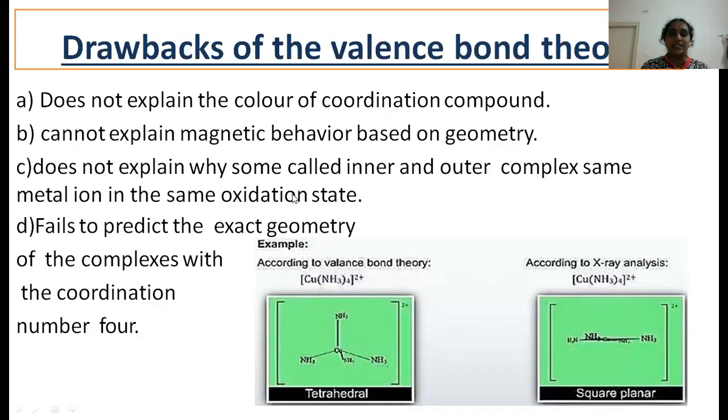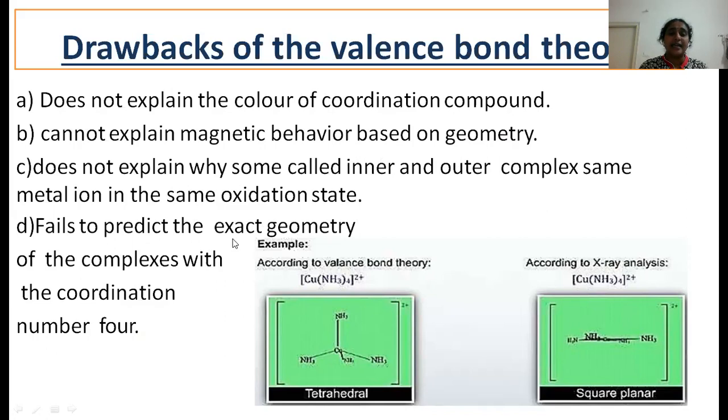Coming to the drawbacks, this theory does not explain the color of coordination compounds. That means all the coordination complexes show many different colors. Why those complexes show colors, this theory does not explain. And also this theory does not explain magnetic behavior based on geometry. And it does not explain why some complexes are inner orbital and some are outer orbital complexes, even with the same metal ion in the same oxidation state.